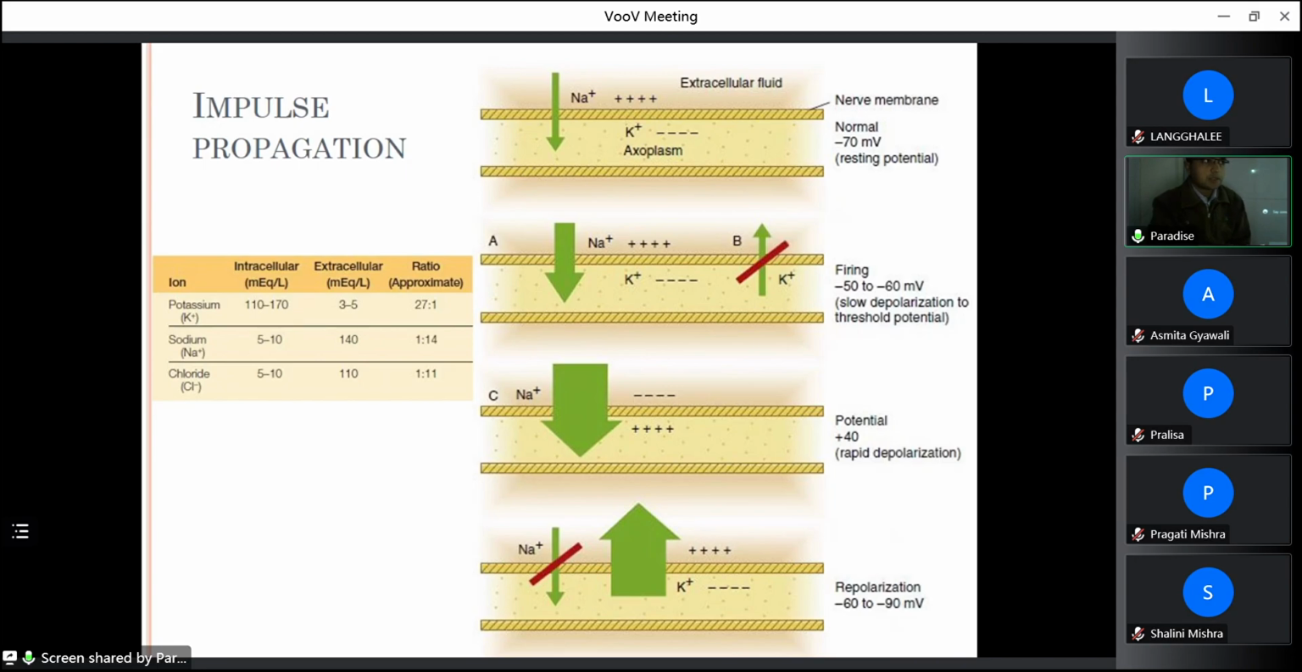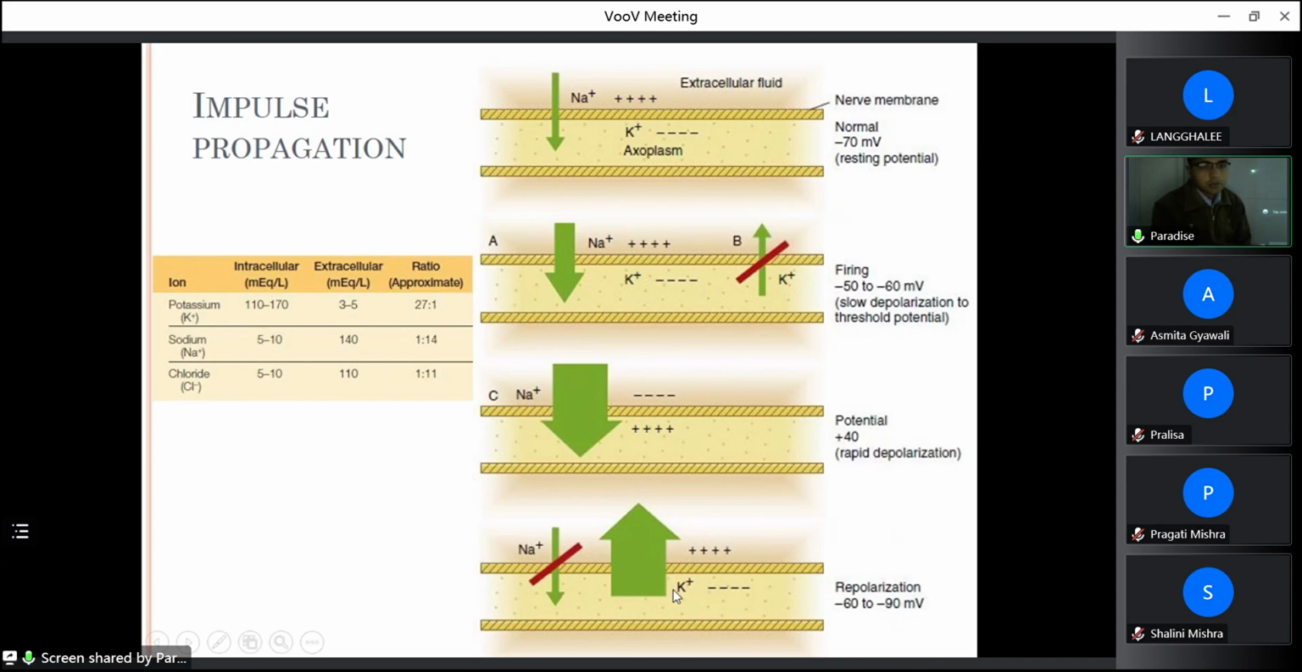Ion flux: influx is entering of any ion inside the cell from the extracellular fluid into the intracellular fluid, as in influx of sodium ion. Efflux means movement of any ion from the intracellular fluid to the extracellular fluid. So here is efflux of potassium ion. The potassium ion will go out of the cell and enter into the extracellular fluid. So the action potential, which is plus 40, will now decrease due to efflux of potassium ion.